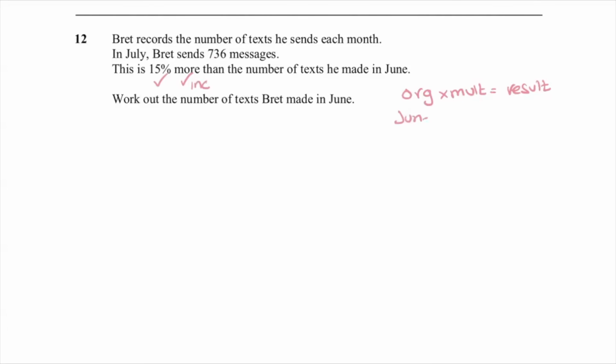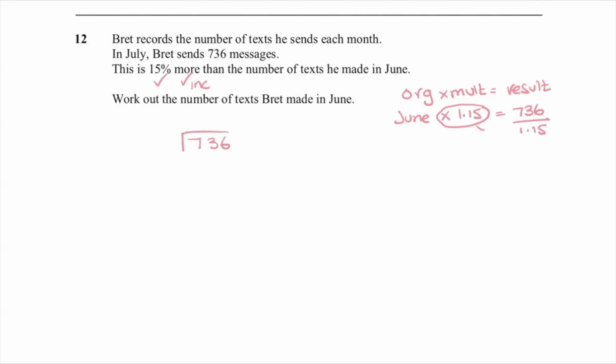That's June. But it got multiplied by 1.15 to give 736. So our problem is a division. So we're going to set this up into our bus shelter.